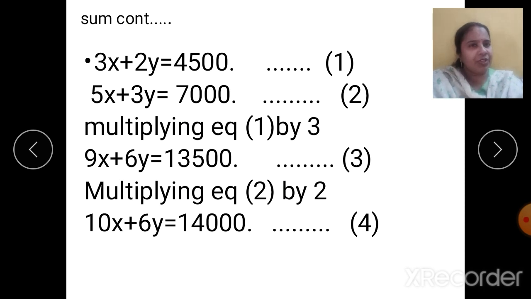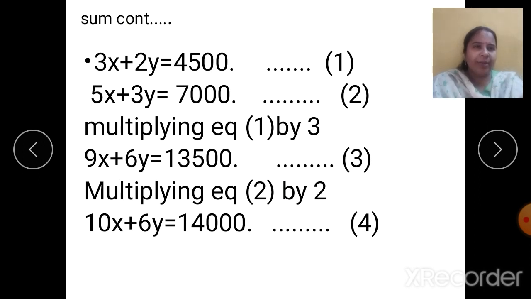I have written even equation number 2 for you. See, equation number 2 is to be multiplied by what? 2. I have explained why I am multiplying by 3 and 2. This is multiplied by 3 so that we get 6 here. This is multiplied by 2 so that we get 6 here. Coefficients will become same and then it can be subtracted. We are actually taking LCM, equating the coefficient.